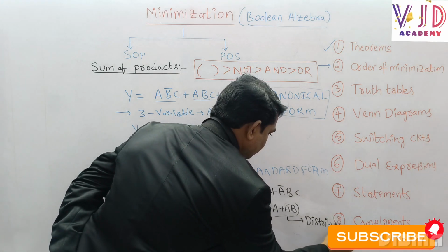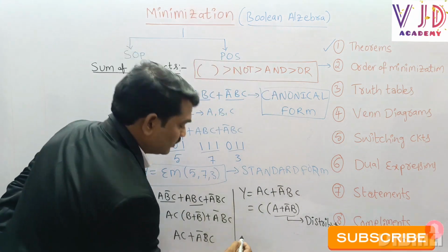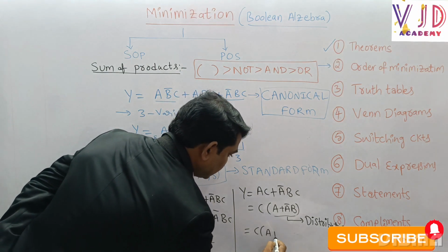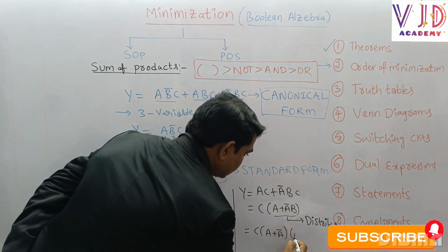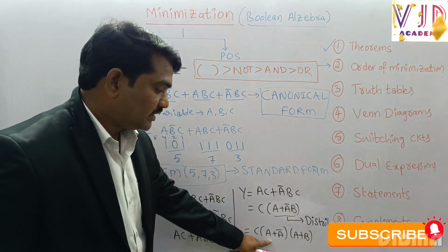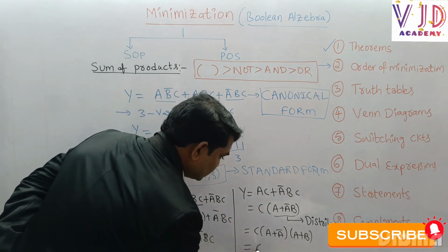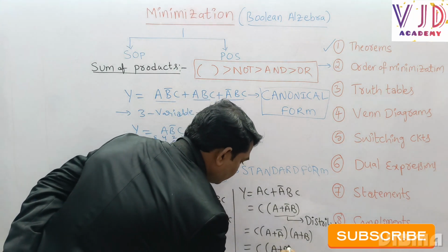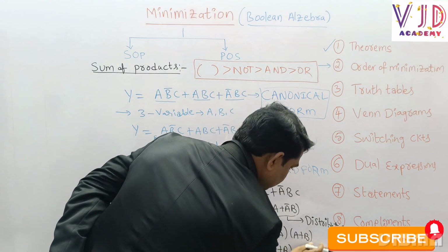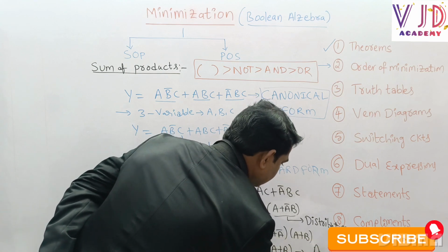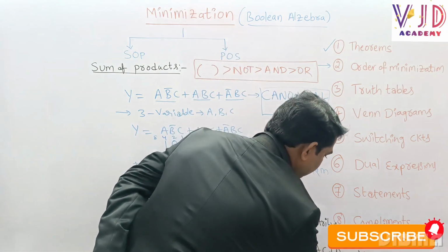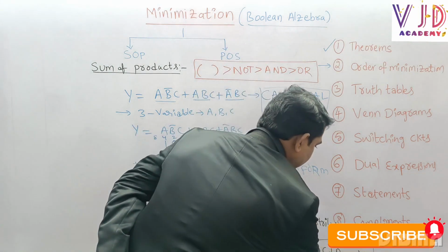Distribution theorem. So now according to the distribution theorem, we can write c into a plus a bar, and then a plus b. Now a plus a bar we know is equal to 1, so c into a plus b. So now the final equation we can write as AC plus BC. So this is the final equation, y equal to AC plus BC.